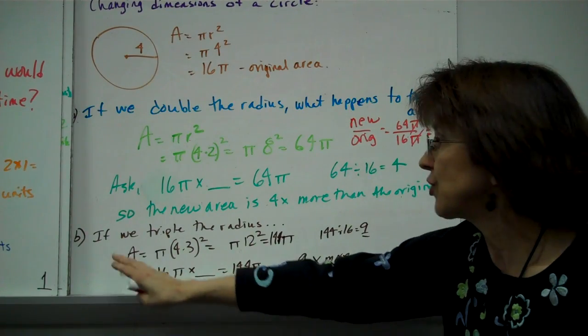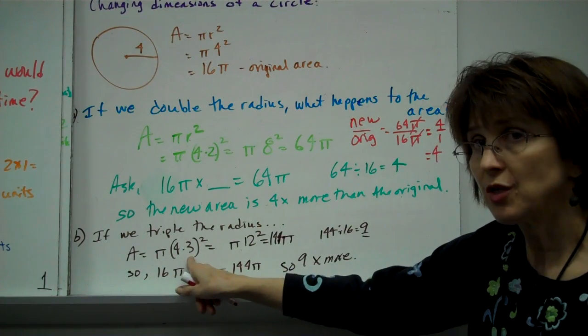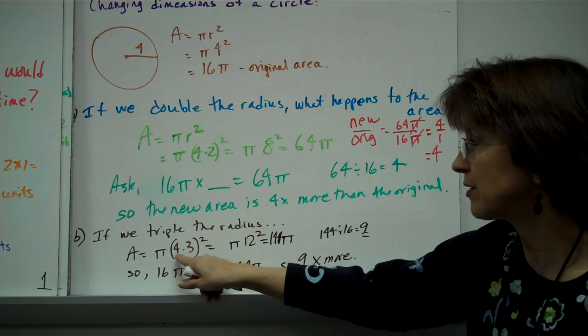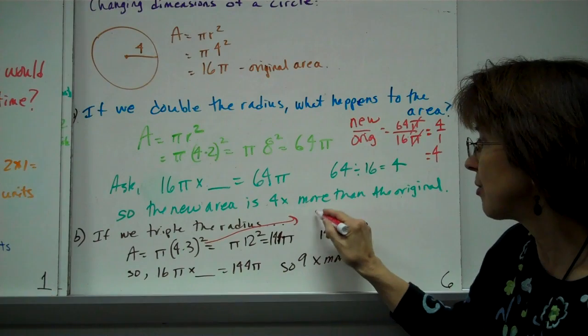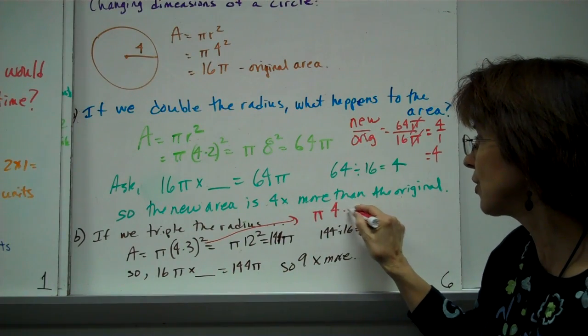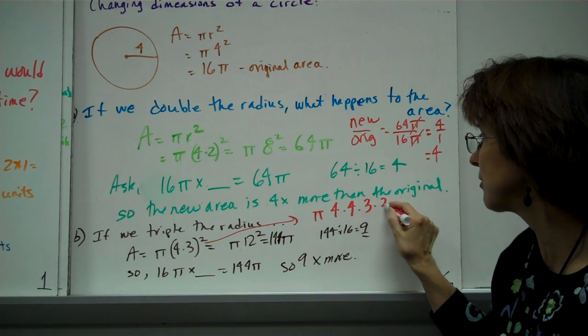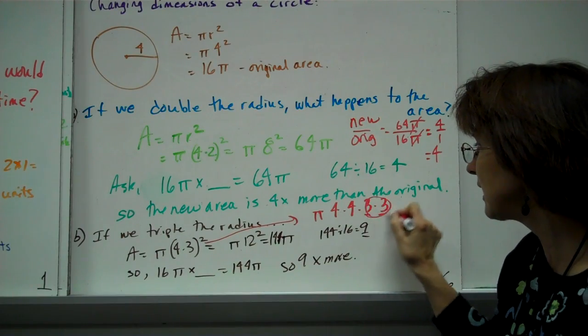Okay, for another example, if we triple the radius, that'd be 4 times 3, the whole thing squared. Which, in other words, is what you're really doing. Let me just draw this here, it might help. You're really doing pi times 4 times 4 times 3 times 3. So you're doing it really 9 times more.